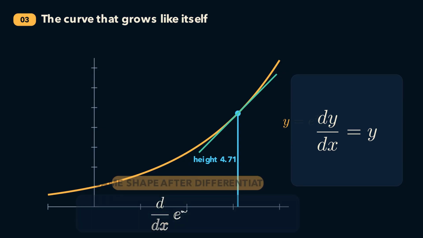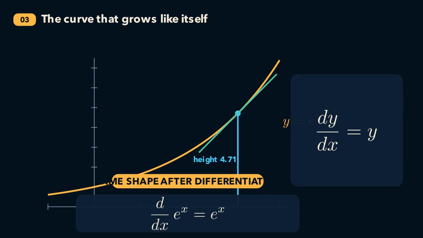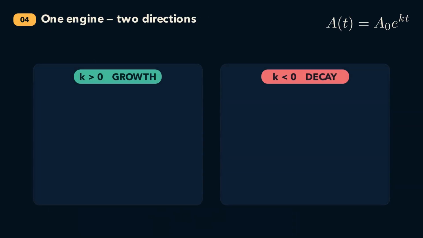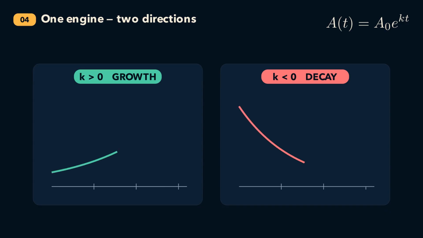Most functions change shape when differentiated. This one does not. The derivative of e to the x is still e to the x. That is why e is the natural base whenever the amount of change depends on the amount already present. Turn the growth rate positive, and you get compounding money, reproducing cells, or an early-stage population. Turn the rate negative, and the same curve describes cooling, radioactive decay, or medicine leaving the bloodstream.